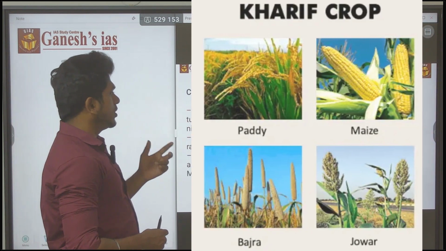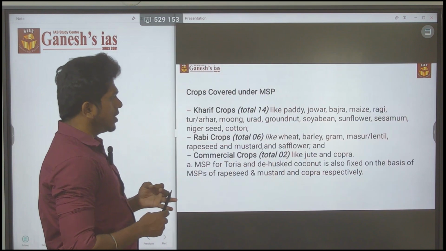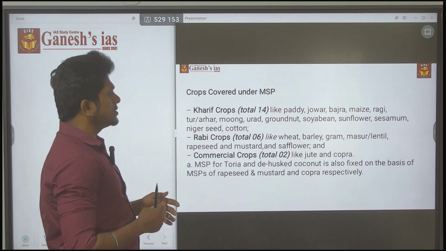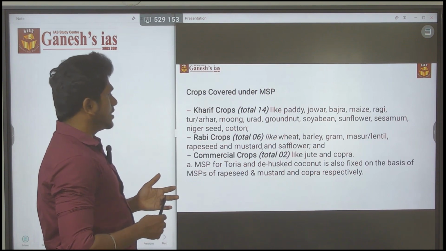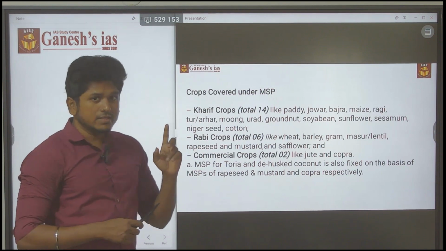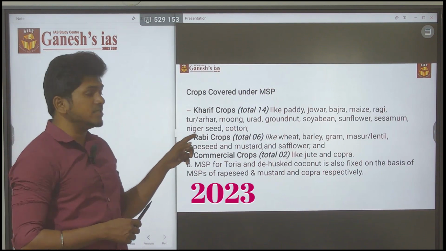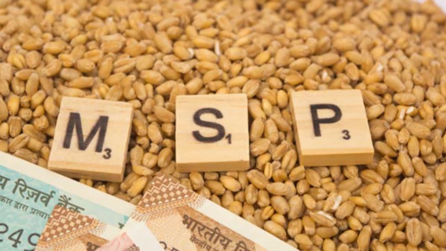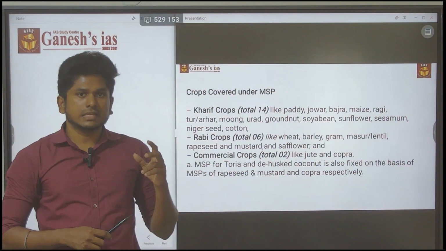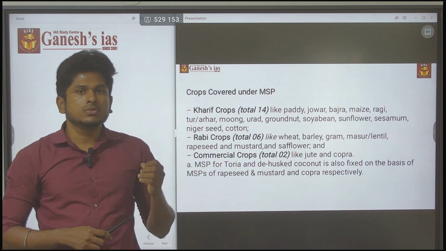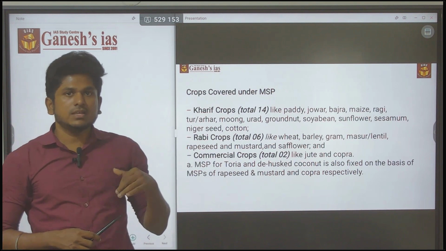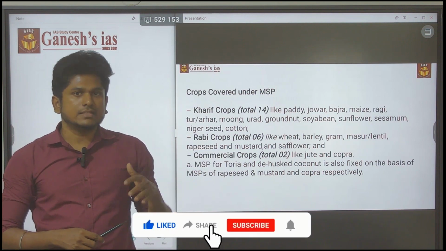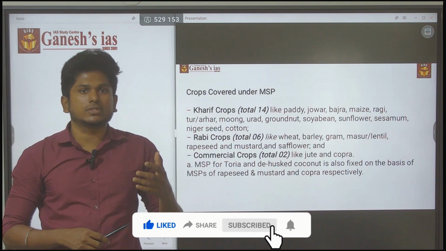There are 14 Kharif crops: paddy, jowar, bajra, maize, ragi, tur, moong, urad, groundnut, soya bean, sunflower, sesame, Niger seed and cotton. There was a question in 2023 related to this Niger seed, in which one of the statements says that the MSP is provided for the Niger seed. If you memorize this, either directly or indirectly it will help you to crack any other question.